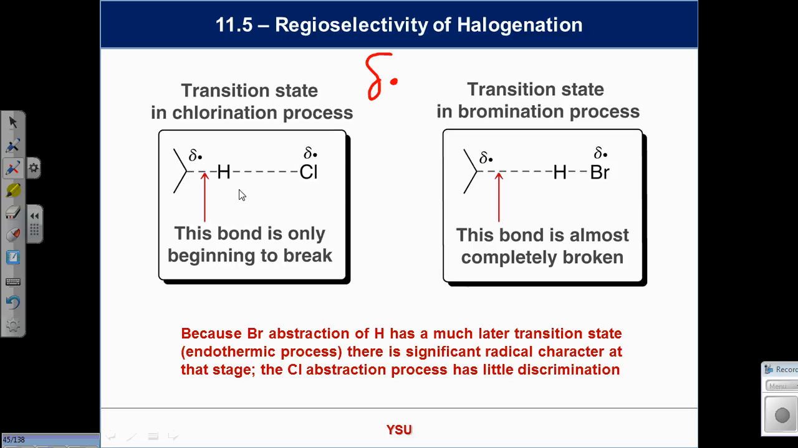So if it's an early transition state in the chlorination step, if the transition state looks more like the starting materials, it means that this bond here hasn't broken to any significant level yet. So there isn't much delta dot on here. Whereas on the other side with the bromination, this bond is almost gone. At the top of that barrier, in that endothermic rate determining step, that bond is almost gone. So this carbon here significantly is going to be able to tell whether it's tertiary, secondary, or primary. So on the right-hand side, you get selectivity based on that. On the left-hand side, you don't. You get an indiscriminate sort of ripping off of any hydrogen based on chlorine being so reactive.